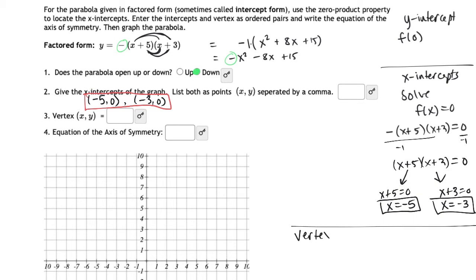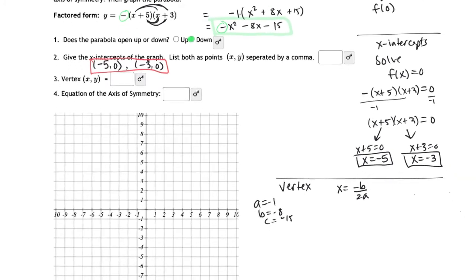Okay, now our vertex, I'm going to just do that over here. So for the vertex, we're going to use the vertex formula, the opposite of b over 2a, and I'm going to go ahead and use this form. Okay, so then a is negative 1, b is negative 8, and c is, that should be a negative 15.